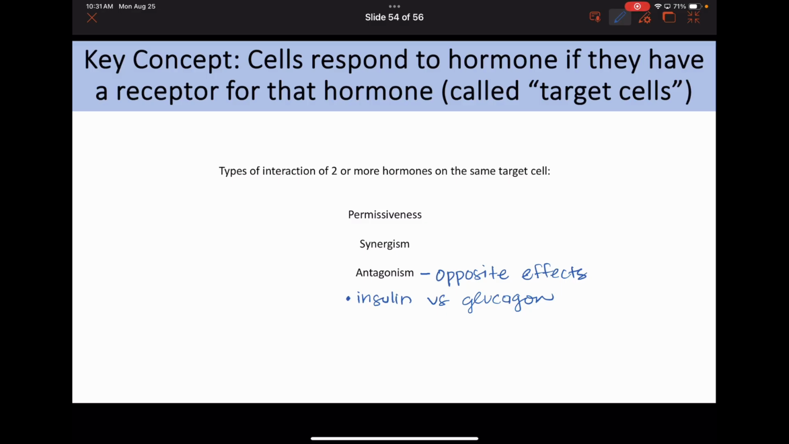Most of the time you're going to have both hormones circulating at any one time, but which one is dominating? Which one is doing more work? And so these would have an antagonistic relationship with each other because they're doing opposite things. Okay, synergism.